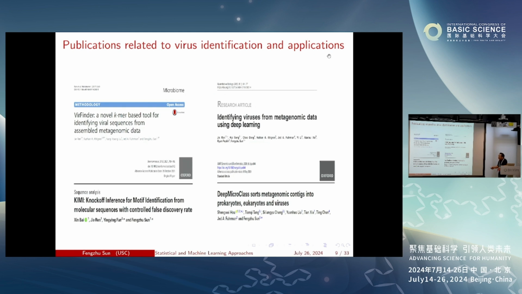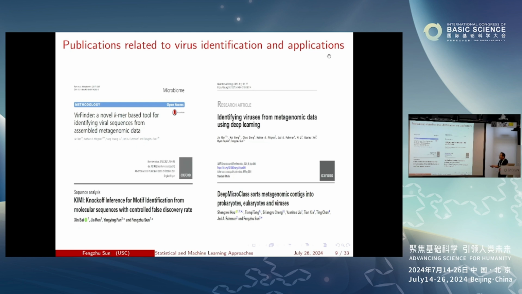Although this method at that time was not that advanced, it solved a very important biological problem. It was the first time using k-mer frequencies and machine learning approaches to identify viral sequences, and people got very excited. Nature News recognized the importance and reported this work, and that got a lot of attention.